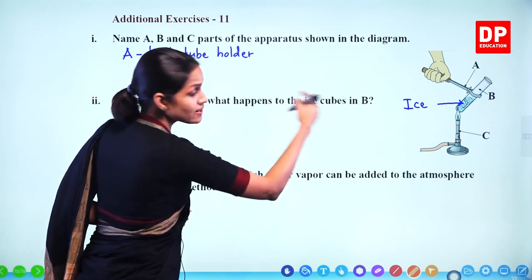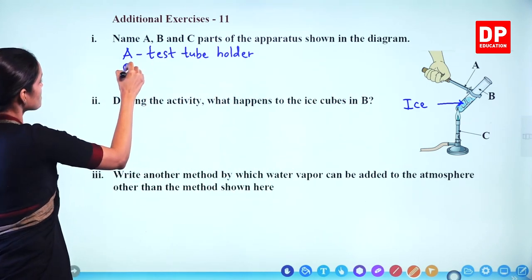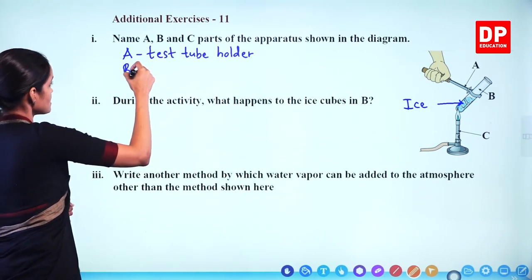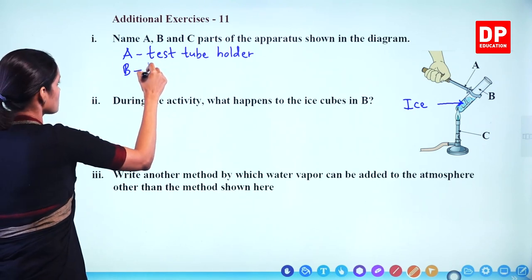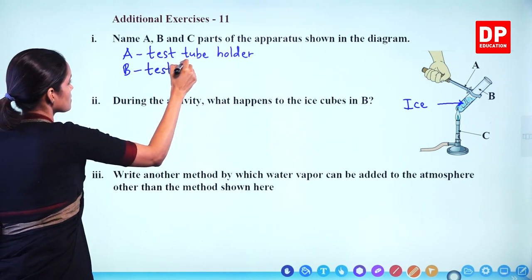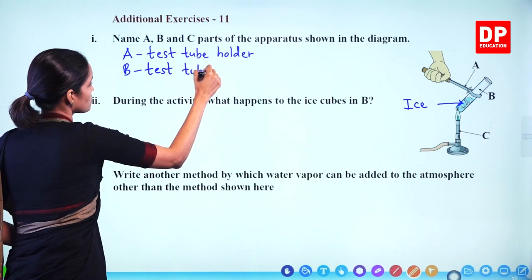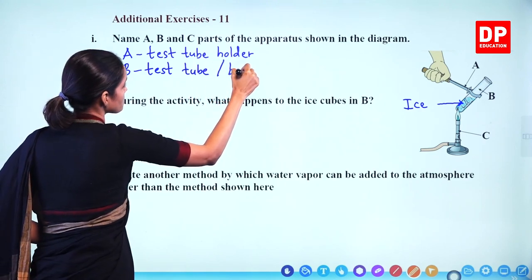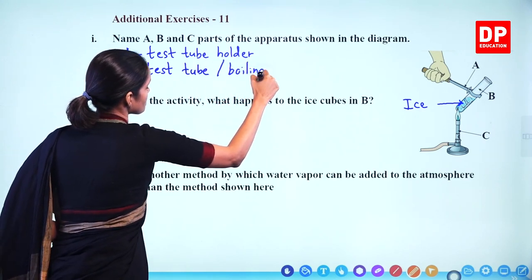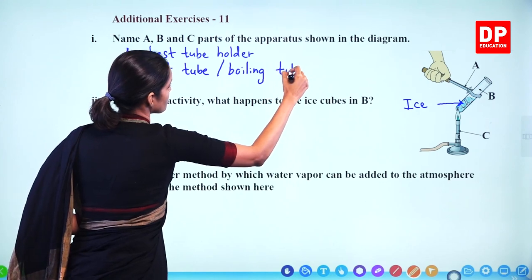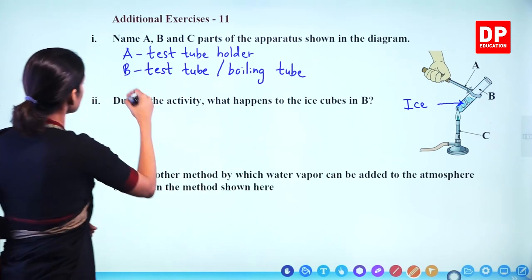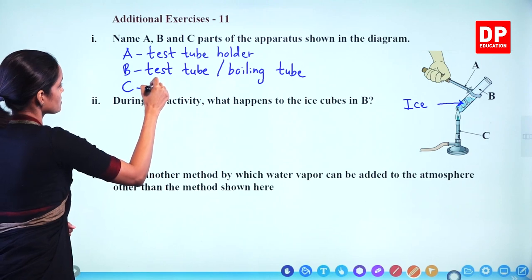What is B, children? Test tube, or even boiling tube can be taken. And C is Bunsen burner.